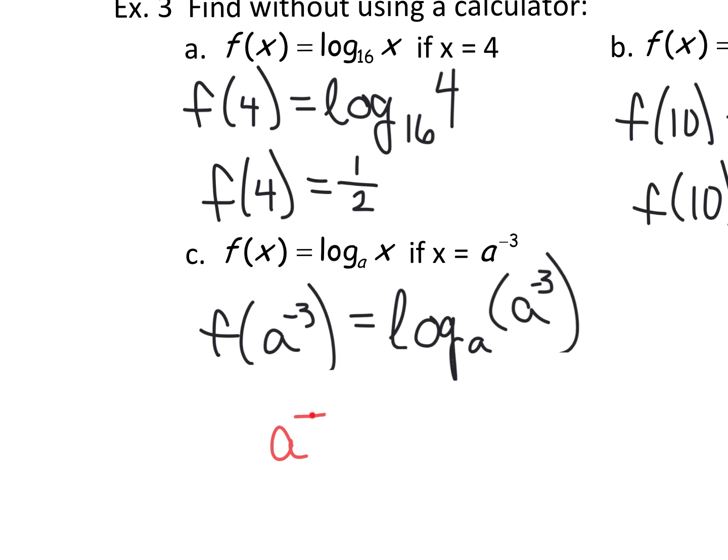Remember, I'm putting a line, like I want to fill in the blank there. I could put a variable there, I guess. You put x or y or whatever. A to what exponent equals our argument, which is a to the negative third? So you simply ask yourself, what would I fill in that blank to satisfy this equation? And it's obviously negative 3. And remember, that's our output of the function. So f of a to the negative third equals negative 3.